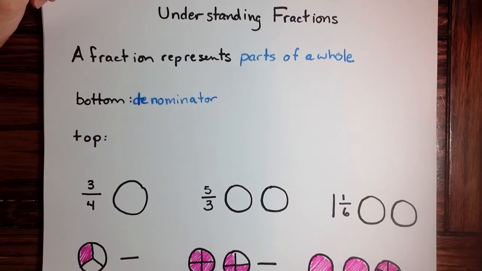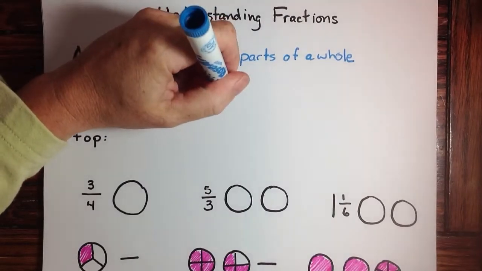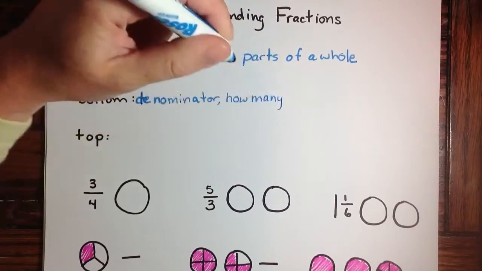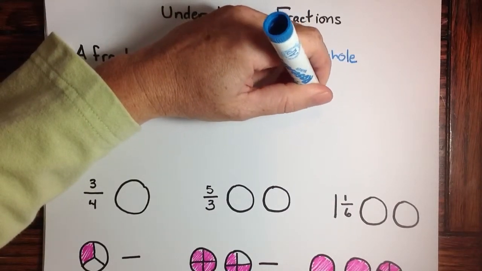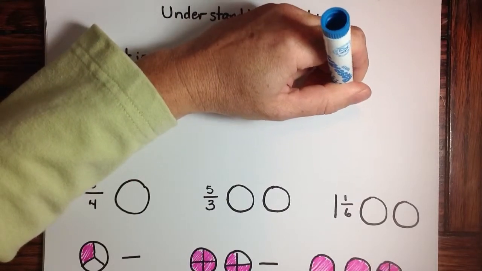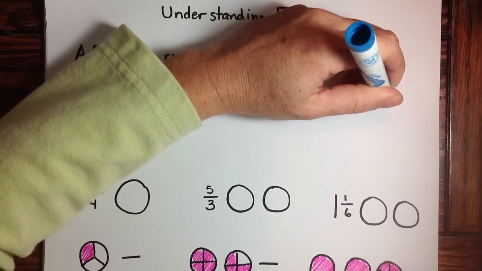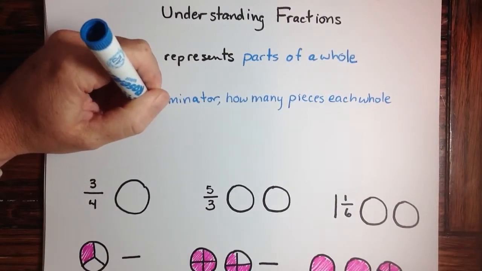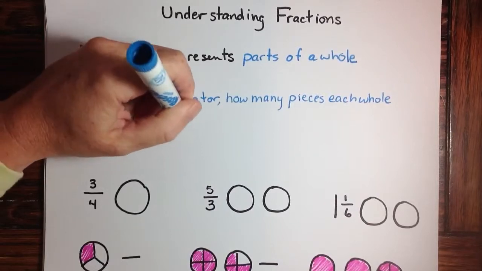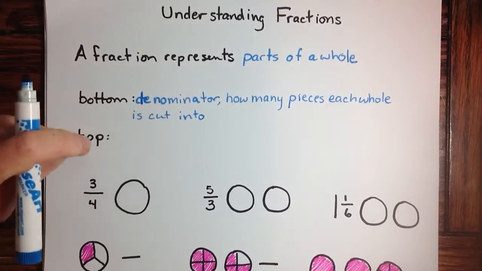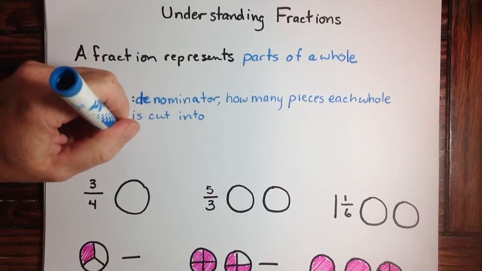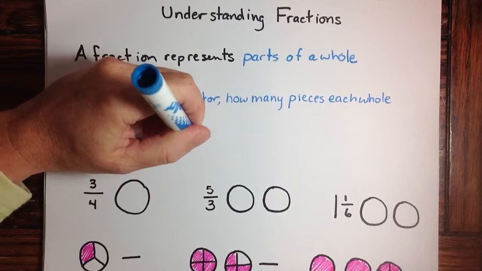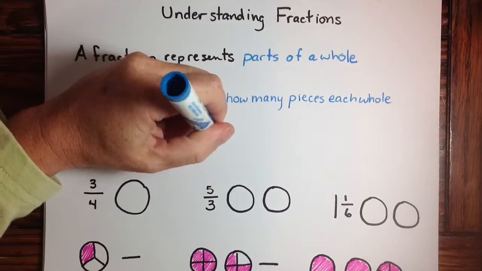And the denominator tells us how many pieces each whole is cut into or divided into. And then the top part of the fraction is called the numerator. And the numerator tells us how many pieces we have.